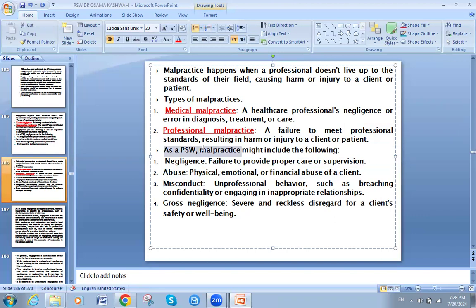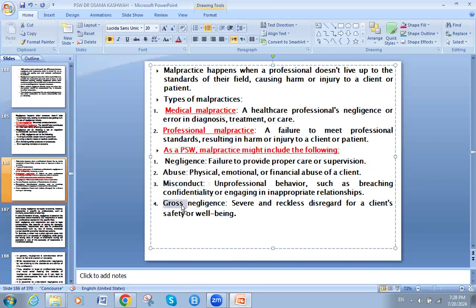So we're talking about the PSW here. He might be involved in malpractice in one of those ways: negligence, which is failure to provide proper care or supervision; abuse, like physical, emotional, or financial abuse of a client; misconduct, unprofessional behavior such as breaching confidentiality or engaging in an inappropriate relationship with the client. This is also misconduct. We call it misconduct. So we have negligence, abuse, and misconduct.